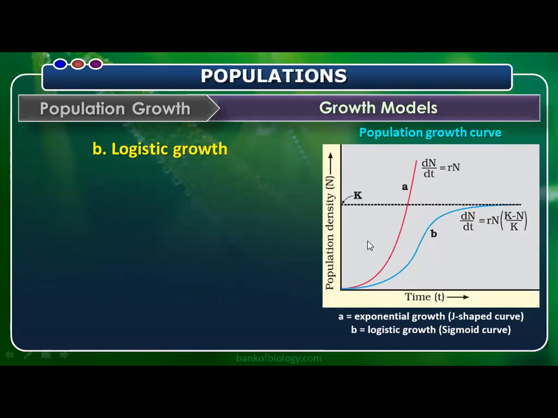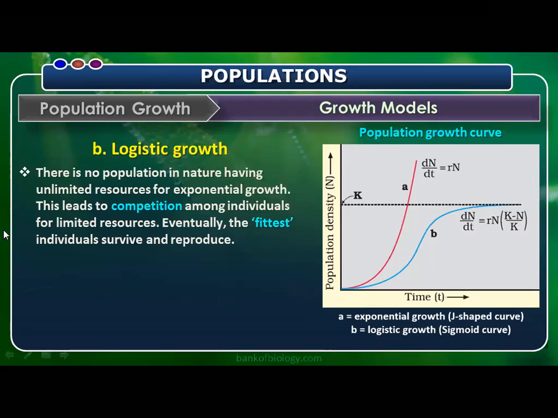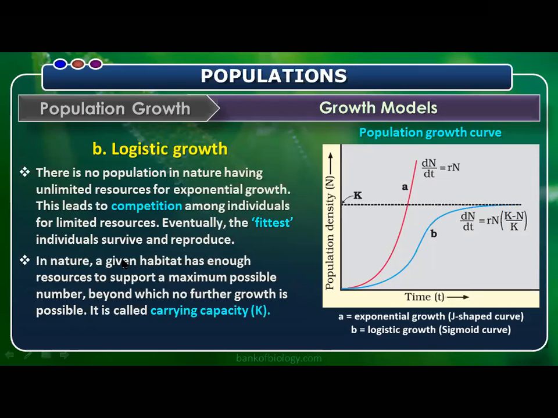Now moving on to the right side diagram representation, logistic growth. As I said to you, there is no population in nature having unlimited resources for exponential growth. This leads to competition among individuals for limited resources. Eventually, the fittest individuals survive and reproduce. In nature, a given habitat has enough resources to support a maximum possible number, beyond which no further growth is possible. What do you call it? Carrying capacity. As we have taken in the earlier graph, the carrying capacity is 1000.